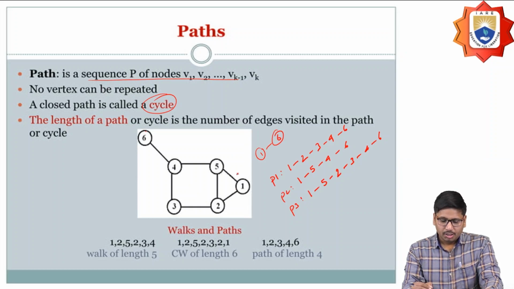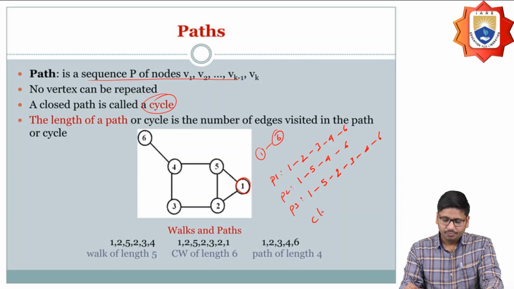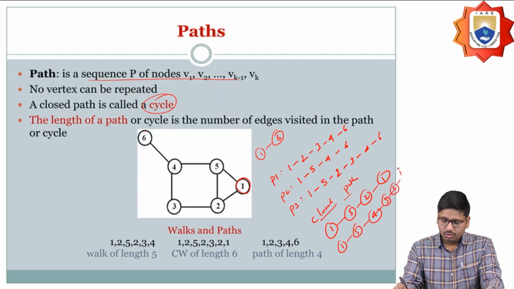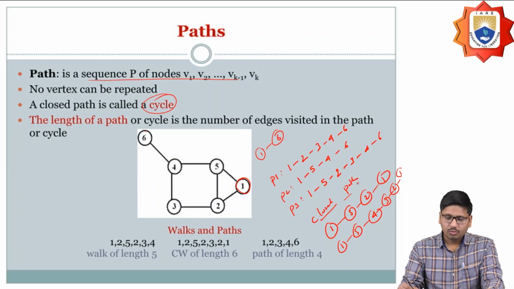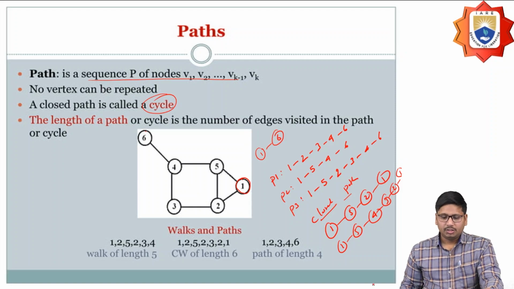So what is a closed path? The source and destination should be the same here. Closed paths that may appear here, with the start at 1: 1 to 5, 5 to 2, 2 to 1. And 1 to 5, 5 to 4, 4 to 3, 3 to 2, and 2 to 1. So these are what we call the closed paths here.